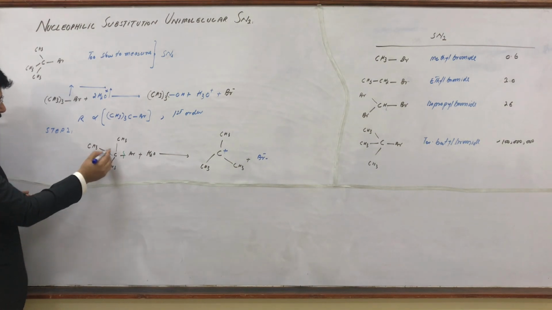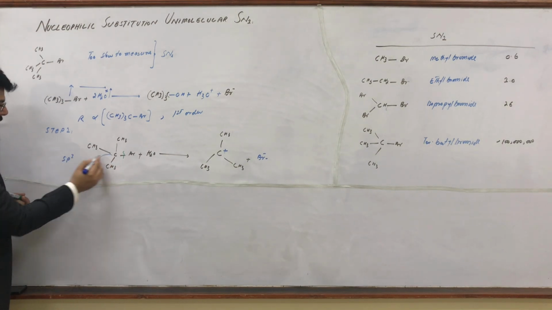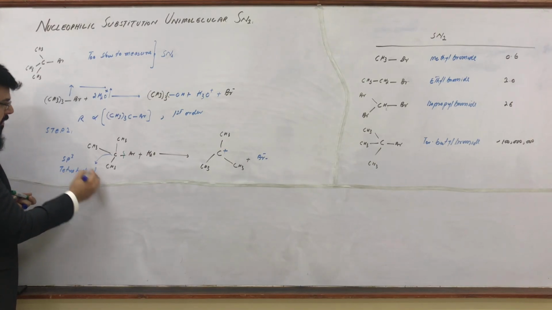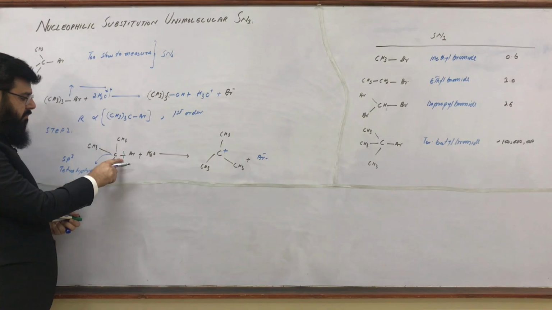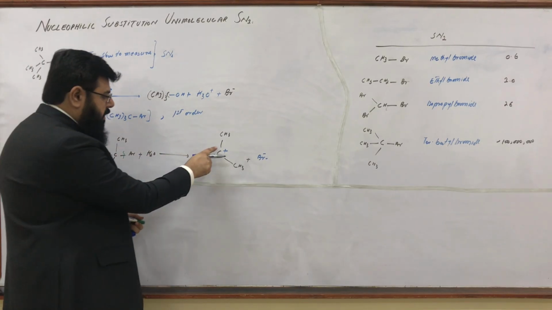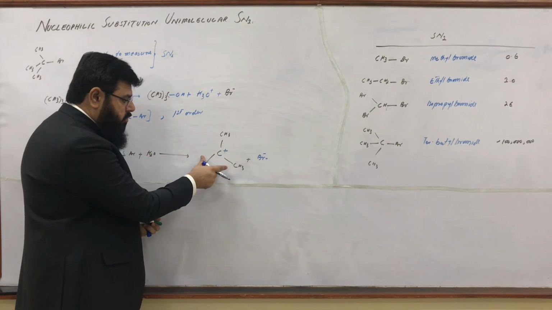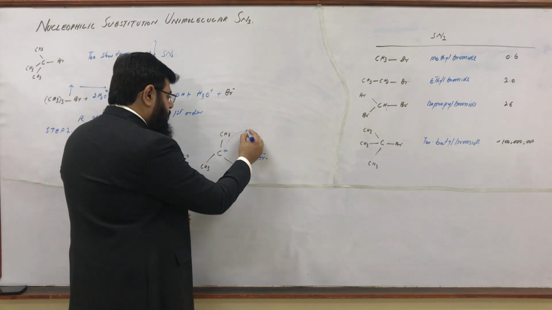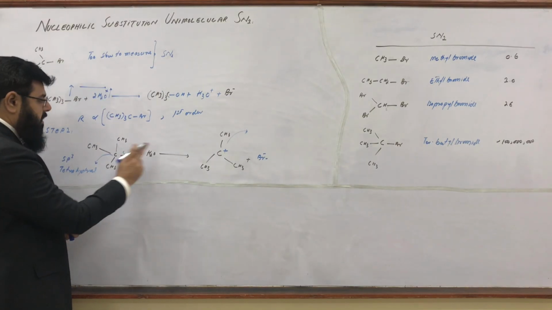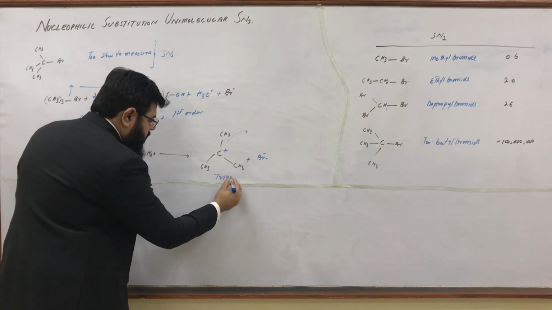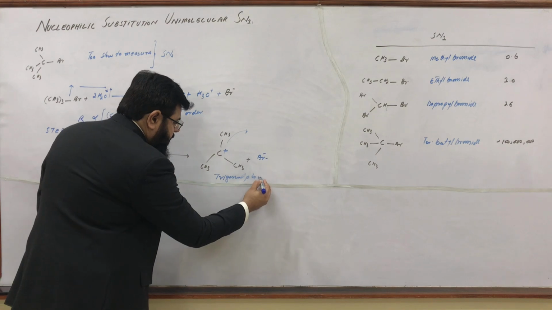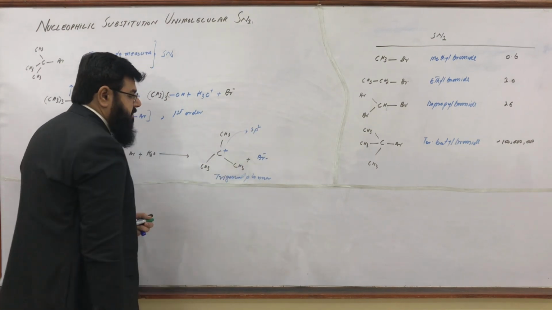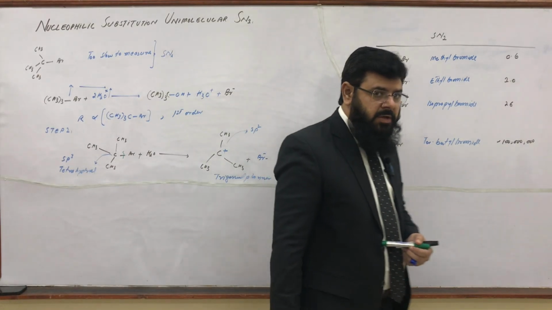Here the carbon is sp3 hybridized and its geometry is tetrahedral. After losing one of its groups, it contains just three groups, three bonds. When carbon is attached to three groups, its geometry transforms from tetrahedral to trigonal planar, and its hybridization also transforms from sp3 to sp2.